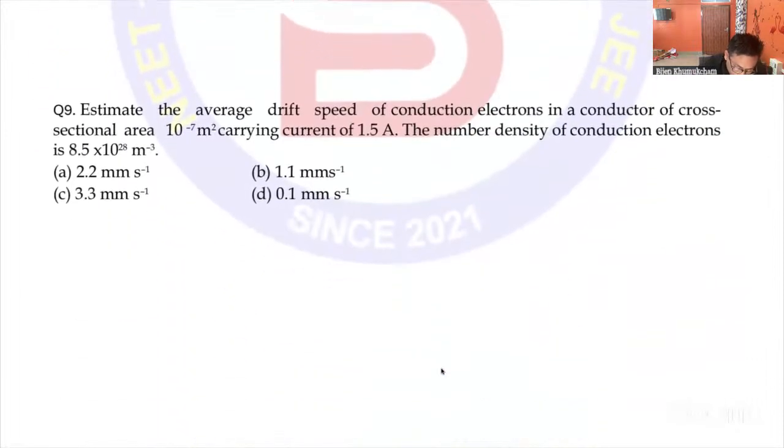Question number 9. Estimate the average drift speed of conduction electrons. They are asking to find the drift speed. The cross-section area is given, the current is also given, and the number density is also given. So to find drift velocity, we can use the relation I equals N E A V_d. We can use this because the other values are known. So V_d equals I by N E A.